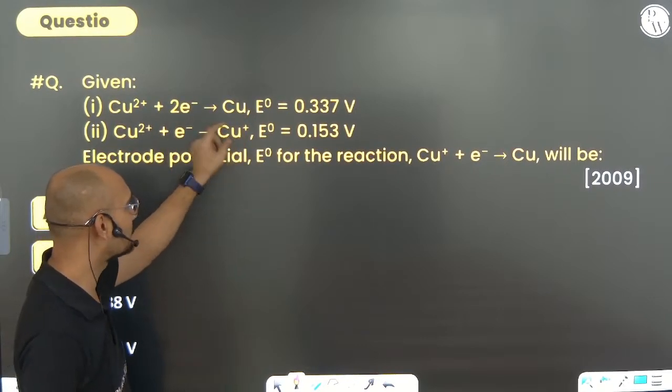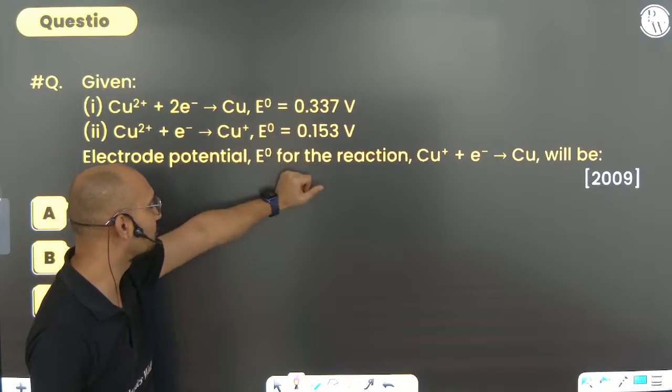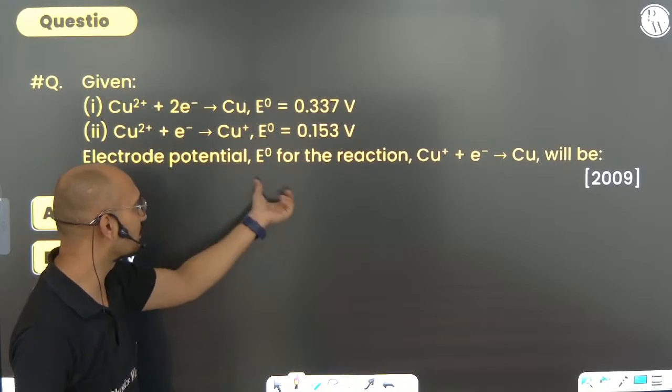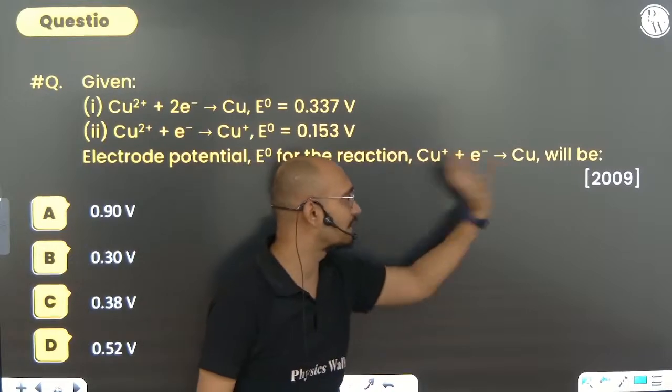while Cu2+ by taking 1 electron converts into Cu+. E naught values are given. Now, the electrode potential E naught for the reaction Cu+ converting into Cu.